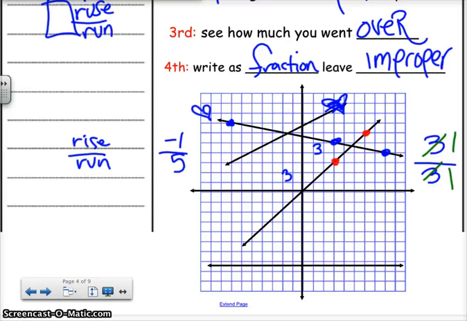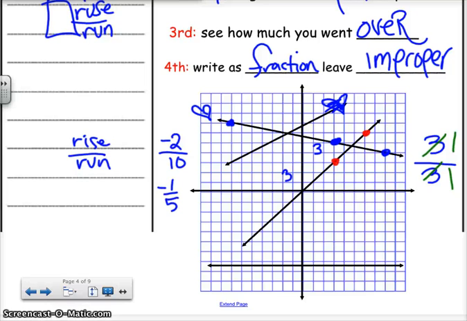What if I would have picked this point and this point? It should still be the same. I'm going down 2, over 1, 2, 3, 4, 5, 6, 7, 8, 9, and 10. Down 2 over 10 simplifies what? Negative 1/5. So it does not matter which ones you pick, you will always get the same slope. Okay? All right, what did we do?